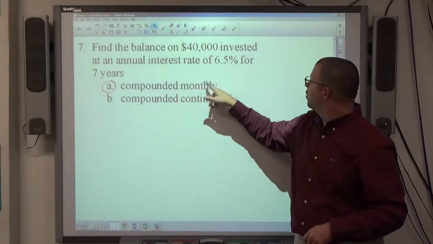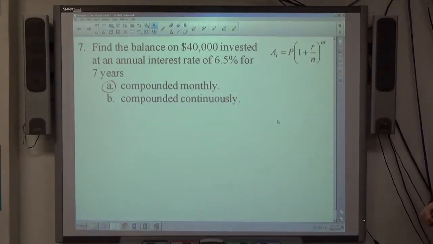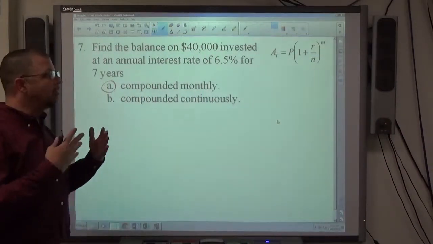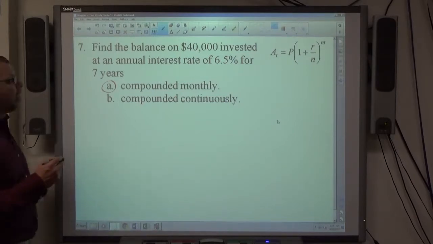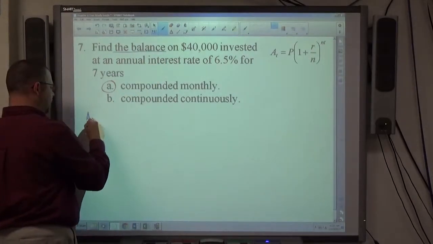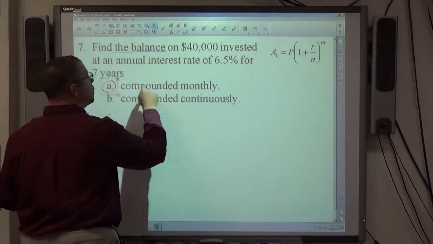So this one uses the top one, A sub t equals P parentheses 1 plus r over n to the nt. The formula's there. I didn't identify what the variables represent. That's up to you to know based on your practice and homework and your studies. But A sub t is the balance. So the balance is what we don't know. I'm going to circle this in blue since I'm writing in blue.